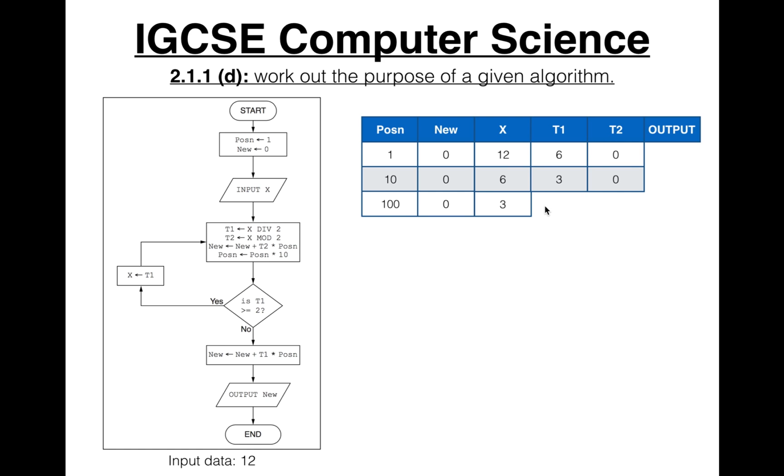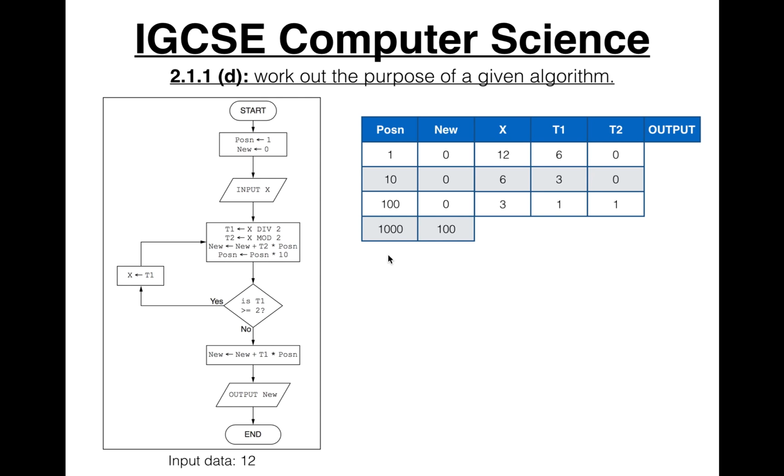Now here's the little odd thing: we have an odd number here. So here we have 2 going into 3 once, and t2 is x mod 2. So 3 mod 2 gives 1. So we have 1 remainder 1. New equals new plus t2 times position. Now we actually have a value for t2. So we have 100 times 1, which gives 100, plus 0. So new is 100. Position equals position times 10, that gives 1,000.